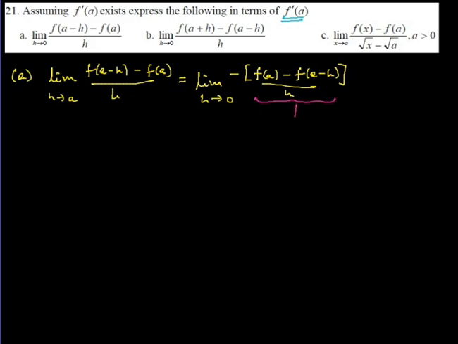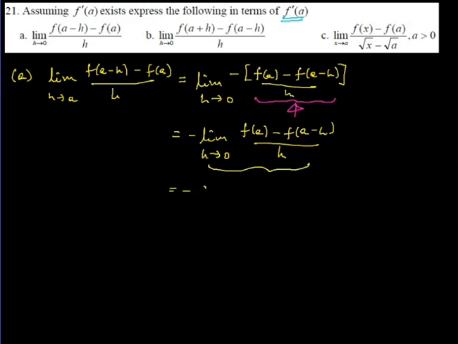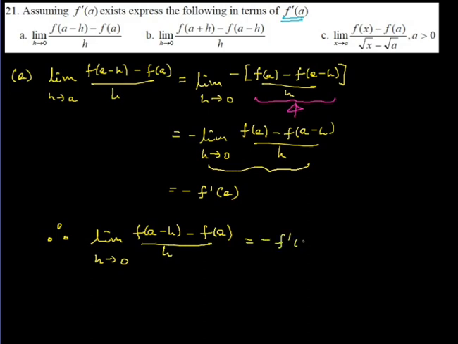This is also the derivative of f at a. So this is minus the limit of f of a minus f of a minus h over h as h approaches zero. So this is exactly f derivative at a. Therefore, for the first part, the limit of f of a minus h minus f of a over h as h approaches zero is minus f derivative at a.